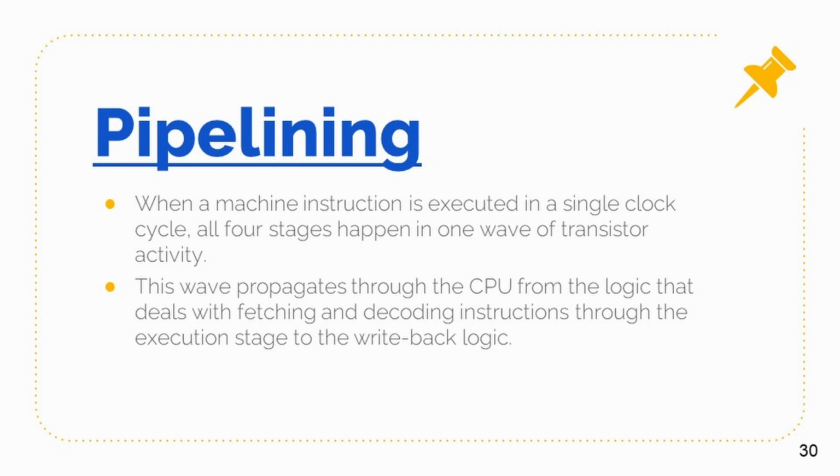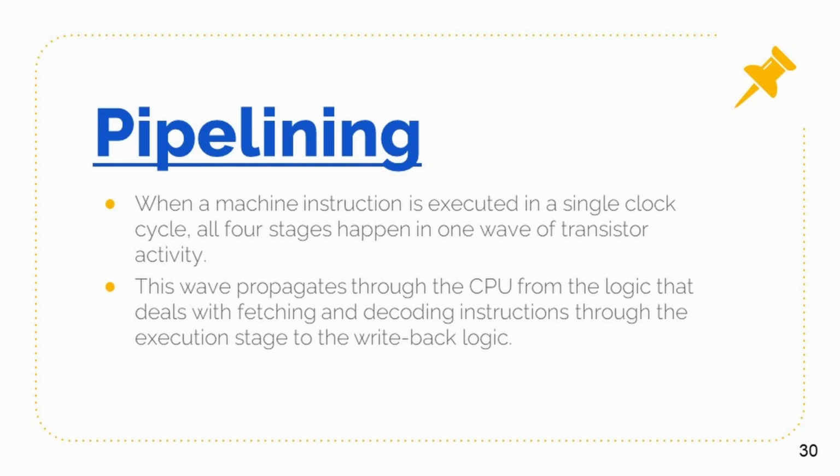Execute stage. Once the instruction is decoded, it enters the execution stage, where the specified operation is performed on the operands. This can include arithmetic or logical operations, memory accesses, or control flow changes. Write-back stage. In the final stage, the results of the executed instruction are written back to the appropriate destination, such as registers or memory. This stage updates the CPU's state based on the outcome of the instruction execution.